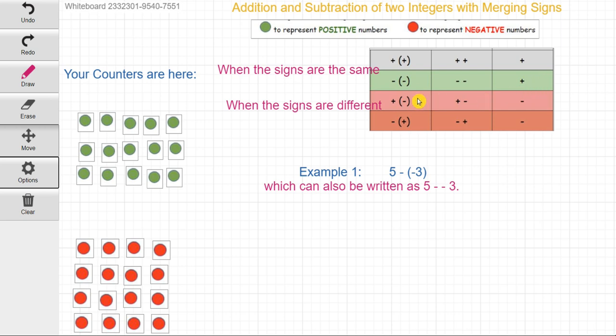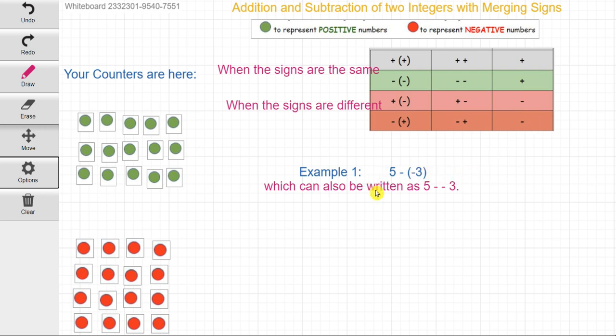Quite the contrary, when the signs are different, so whether you have a positive on the outside and a negative inside the bracket, your result will be negative. When you have a negative on the outside and a positive inside the bracket, because it's still two different signs, your result will be negative as well. So let's go again. When the signs are the same, be it two positive or two negative, your result will be positive. When the signs are different, be it positive and negative or negative and positive, your result will be negative. So same signs, positive result; different signs, negative result.